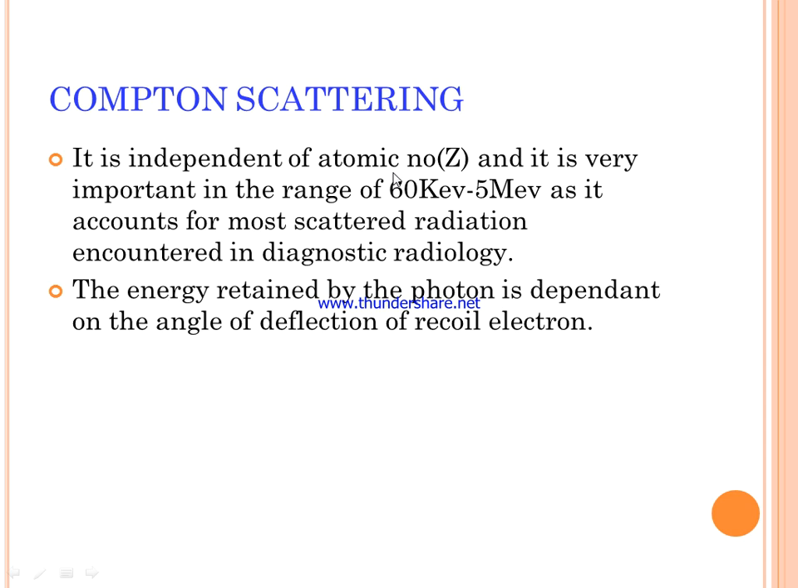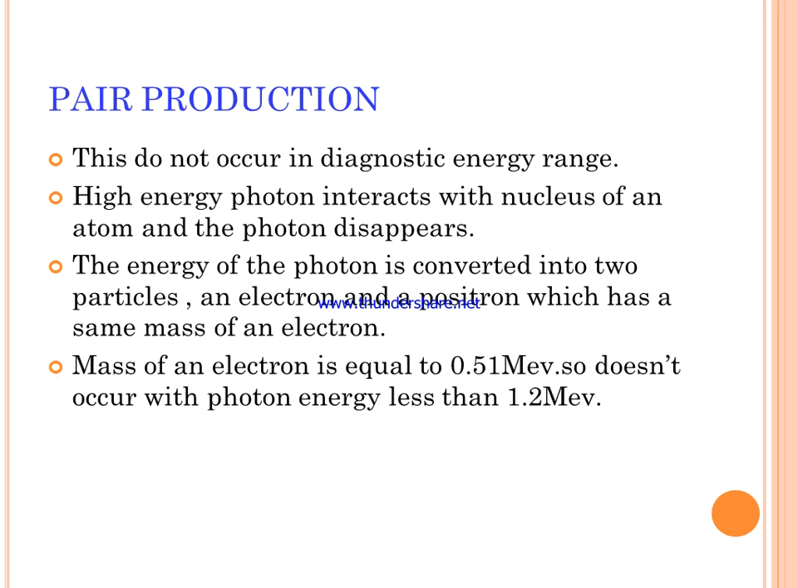Compton scattering is independent of atomic number, and it is very important in the range of 60 kilo electron volt to 5 mega electron volt, as it accounts for most scattered radiation encountered in diagnostic radiology. The energy retained by the photon depends on the angle of deflection of the recoil electron.